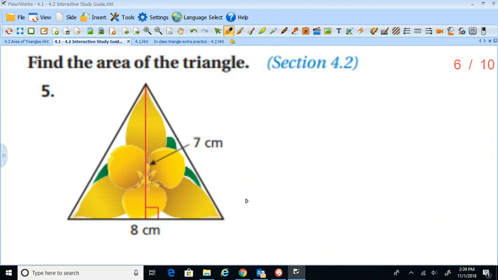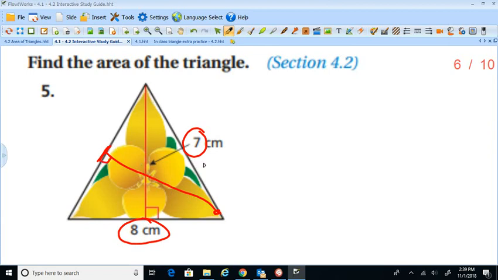Now we're going to find the area of the triangles. So here we have a triangular shape. We have a base of 8 centimeters, and the height is 7 centimeters. Remember, height is a straight line segment that meets perpendicularly to the base. It doesn't have to be vertical up and down. It could be left and right. It could be even from this corner straight across to this base. But it's a straight line segment that meets perpendicularly.